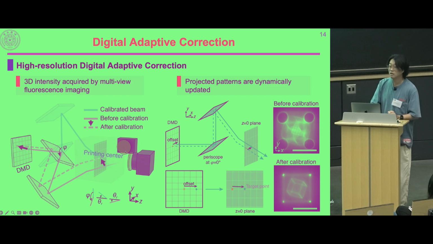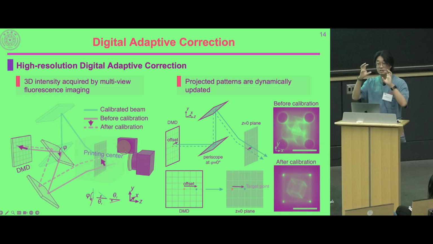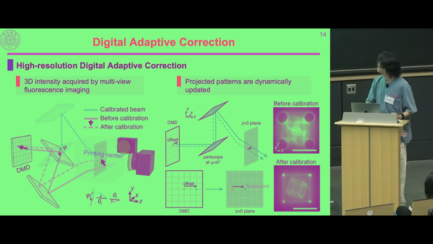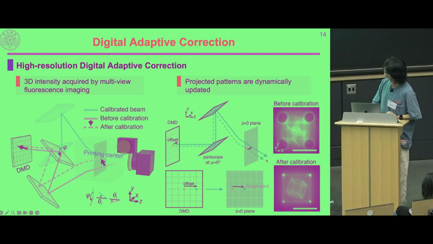To correct this, we place two cameras, lateral and axial, in front and at the side. Based on this camera imaging, we minimize the offset value iteratively, and then we could achieve a well-calibrated 3D printed structure like this.